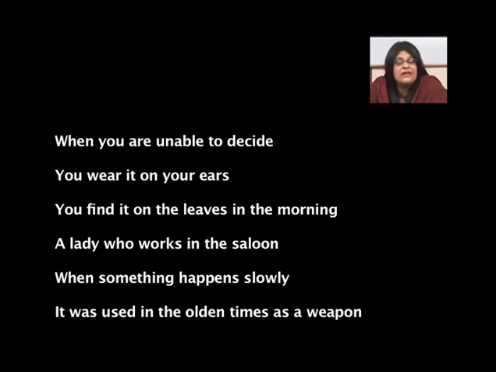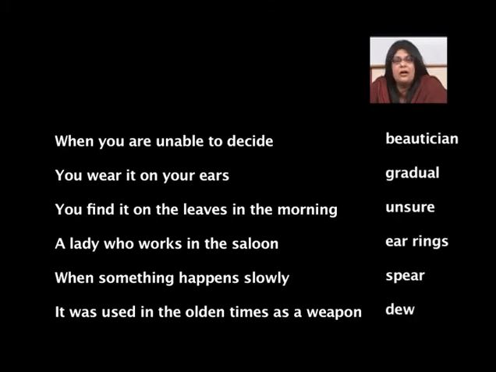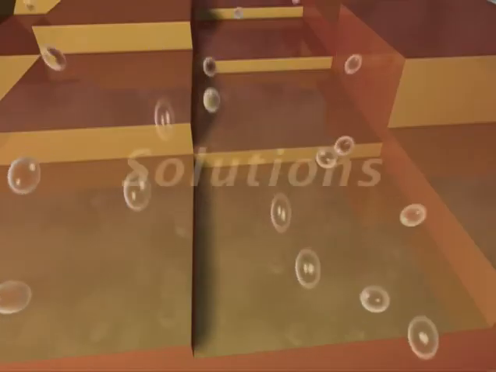Let's look at the words in column B. Beautician, gradual, unsure, earrings, spear, dew. Now please take a minute and match the columns.